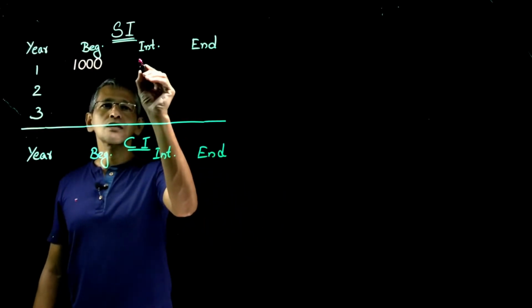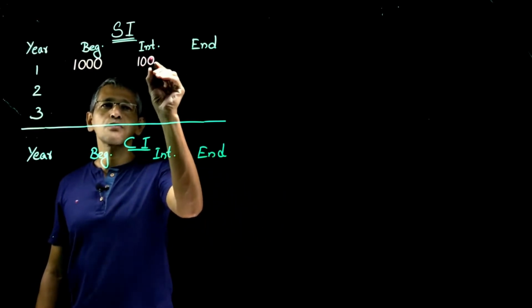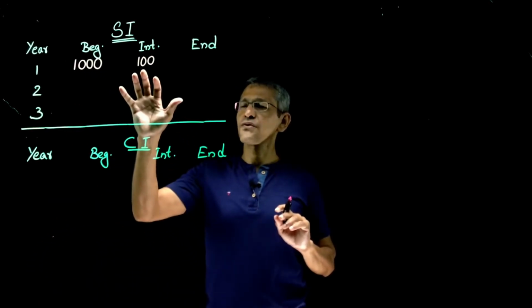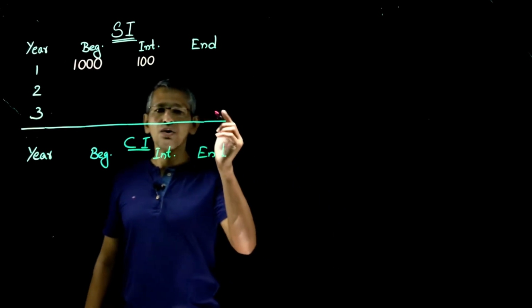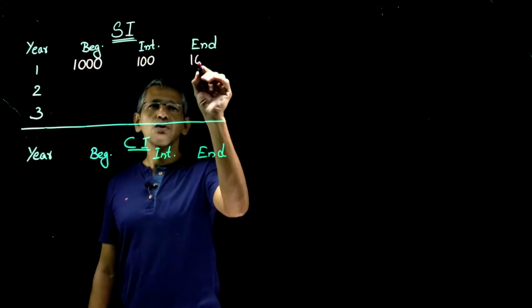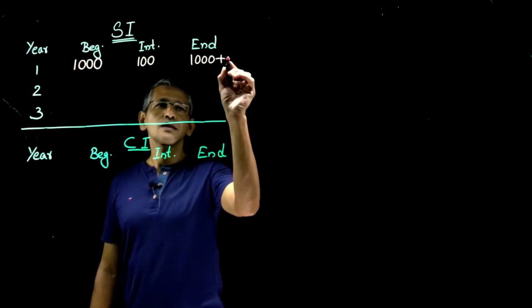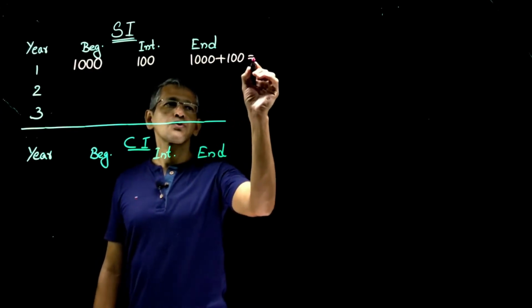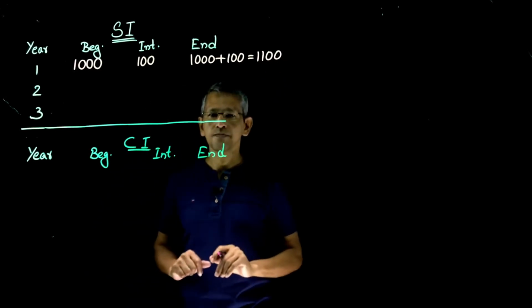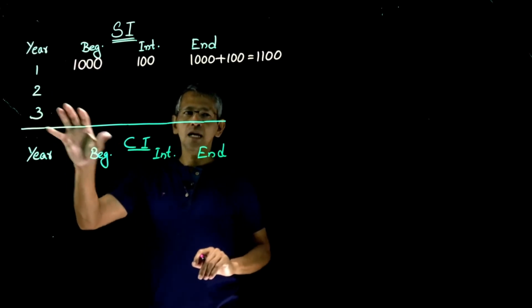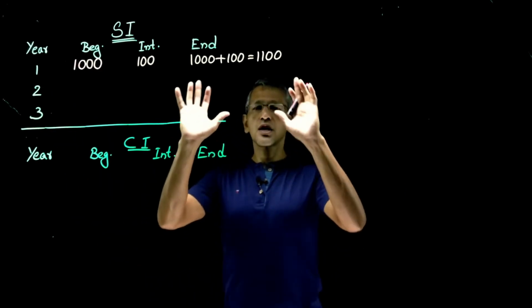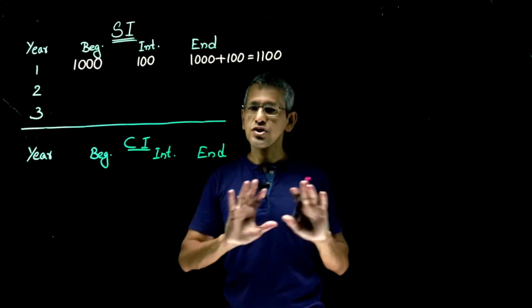So your interest for the first year is 100 rupees, because 10% of 1,000 is 100. At the end of the year, what do you have in your account? You have that 1,000 rupees plus the interest of 100 rupees, so 1,100 rupees in your account. And what happens in the second year? You did not withdraw the money, so there are 1,100 rupees in your account, no change.